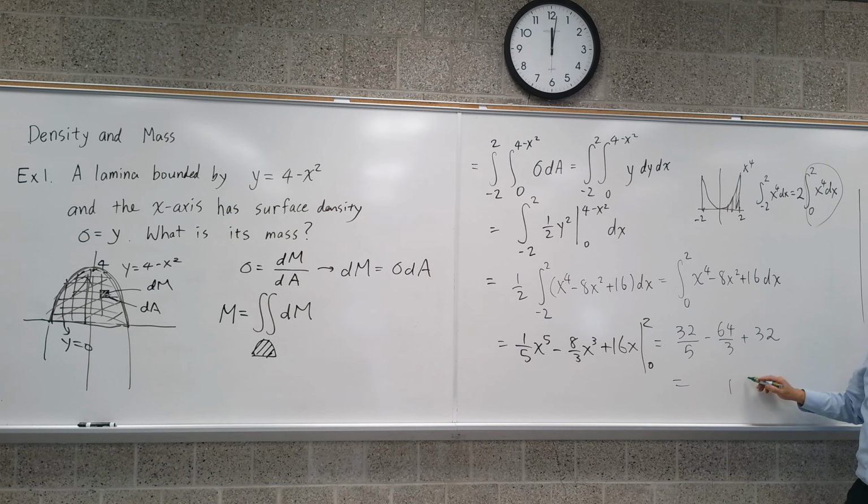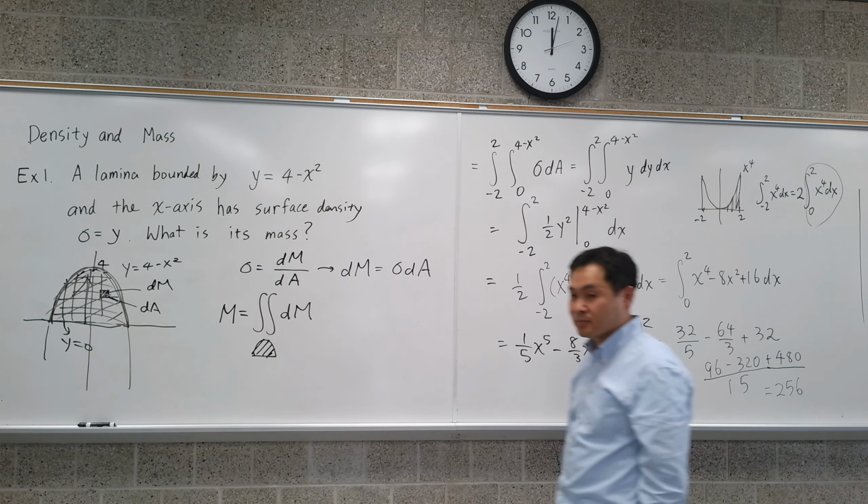And if you put everything over 15, oh, that's a challenge. Let's see. 396 minus 320 plus, what's that? 480, and then that's 160. That's 160 plus 256. Huh, okay, interesting. Well, that's what you get. That's the mass of this object.